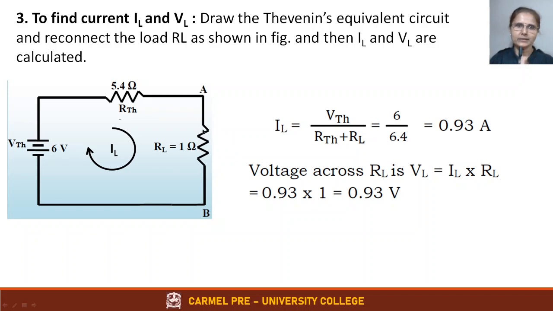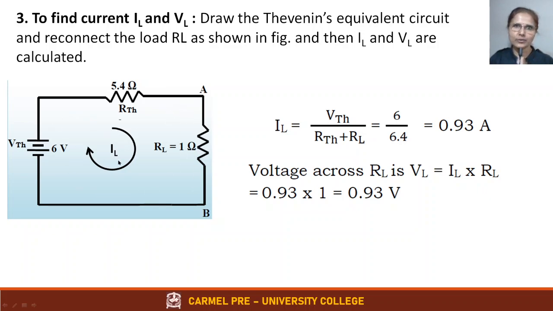So you write the load resistance now. Now you see the circuit. It's a simple loop. Only one single loop is there. The same current flows through both the resistors, which means these two are in series. IL is the current flowing through the load resistance, meaning the same current is flowing.